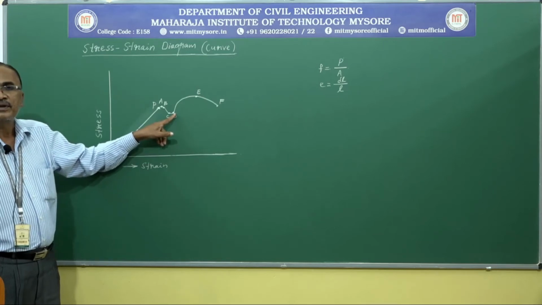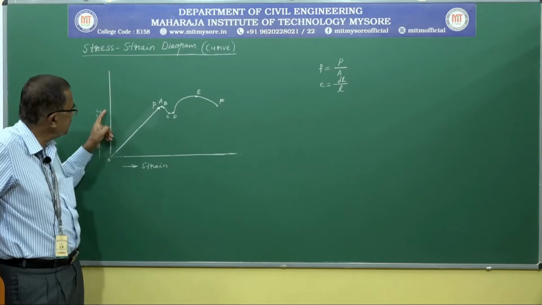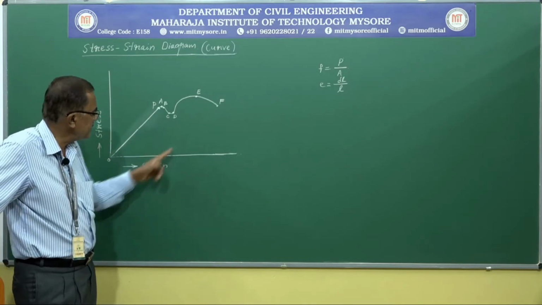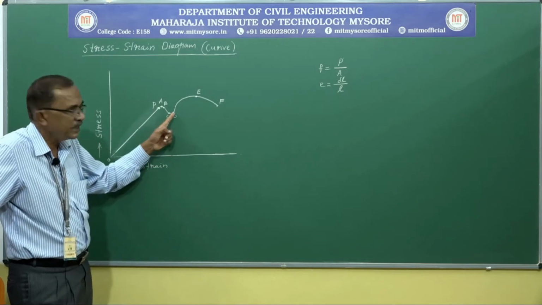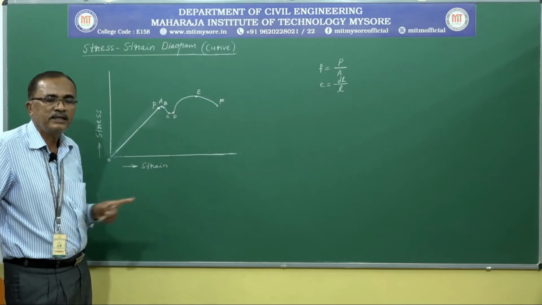Because of the applied load, there is much resistance here, then CD is called the yield range. You can see here, without appreciable increase in the stress, there is continuous increase in the strain between C and D. So this CD is called the yield range.